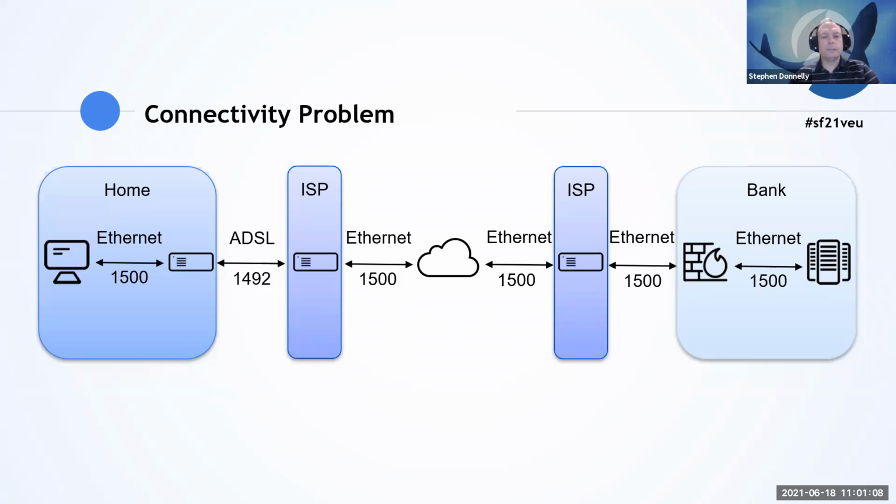What's going on? Well, if we imagine the end device here is connected to its local Ethernet, so its MTU is 1500. It can send a 1500 byte packet out. It'll get to the router. The router will say, the MTU is too small, I'll have to fragment it. So it can fragment those packets. The fragments will get transferred all the way to the bank, and then the bank will acknowledge them, and that's fine.